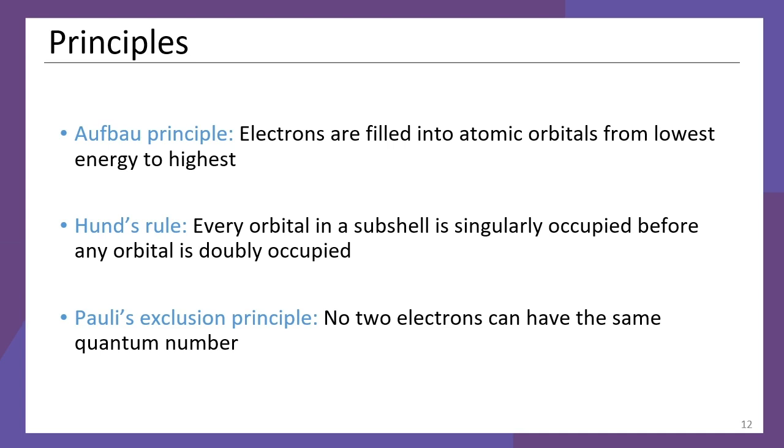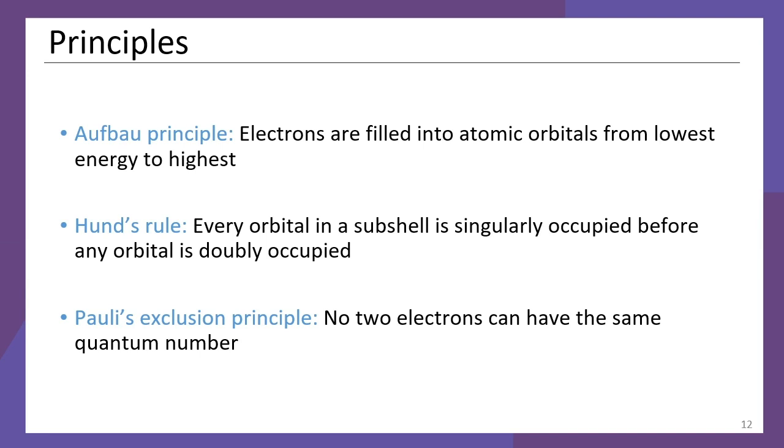So we've got the Aufbau principle, which is where electrons are filled into atomic orbitals from lowest energy to highest. So really, you're working your way up the page. Then we've got Hund's rule, where every orbital in a subshell is singularly occupied before any orbital is doubly occupied.